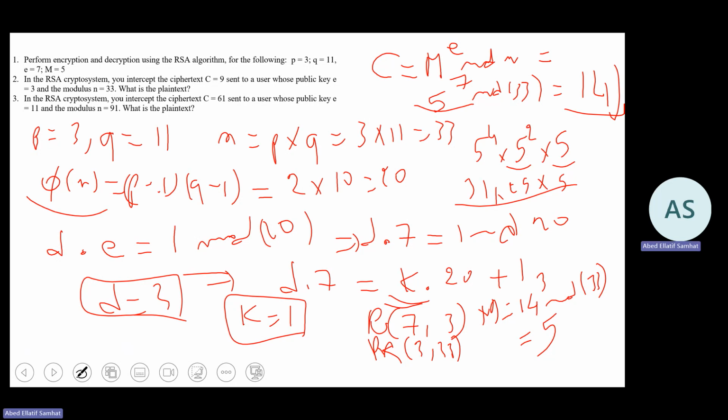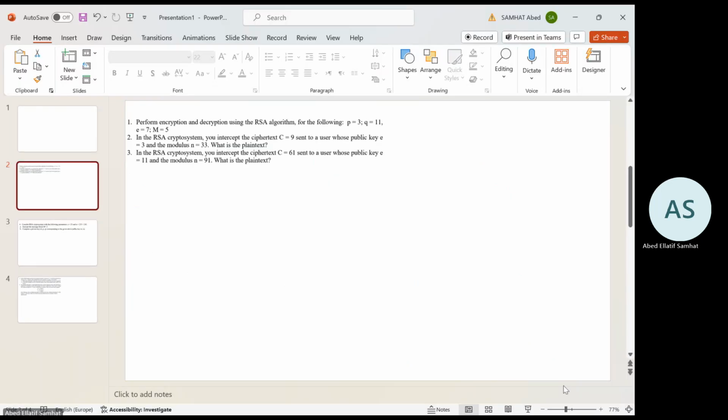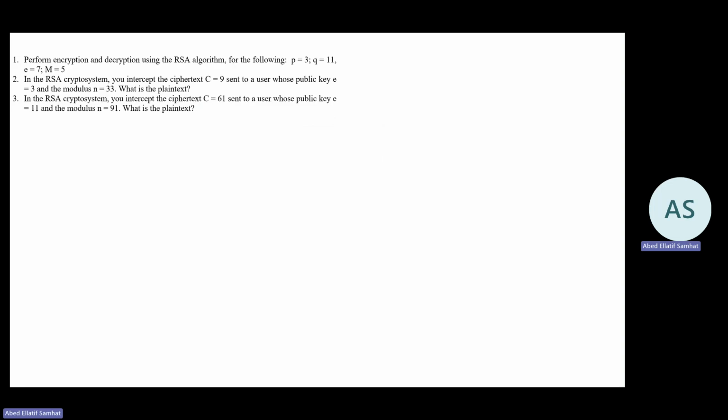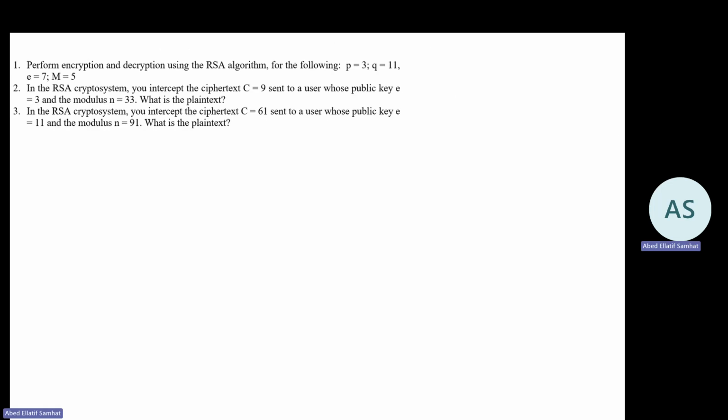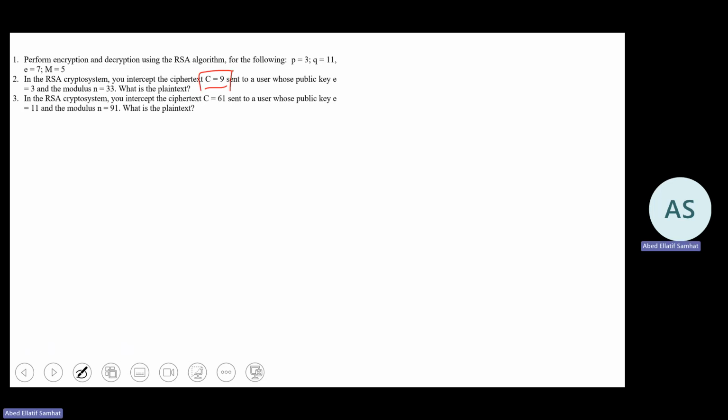Okay, the second exercise. Here you intercept a message. You know that the system is working with RSA, and you intercept the ciphertext C equal to 9. You know that the public key equals 3 and n equals 33. What's the plain text? So here you want to do a brute force attack over RSA, which is a kind of factoring problem. Remember this from the course.